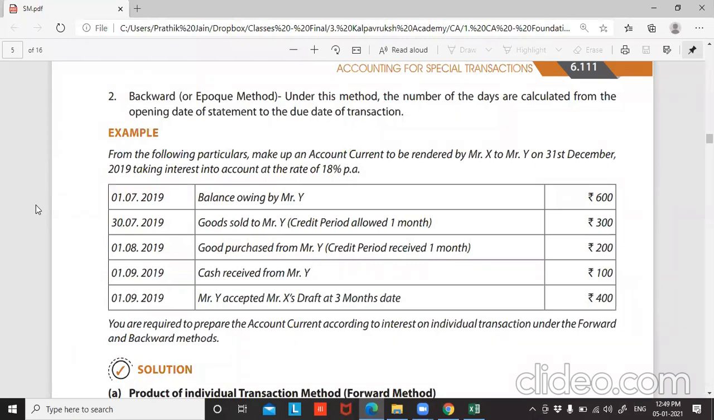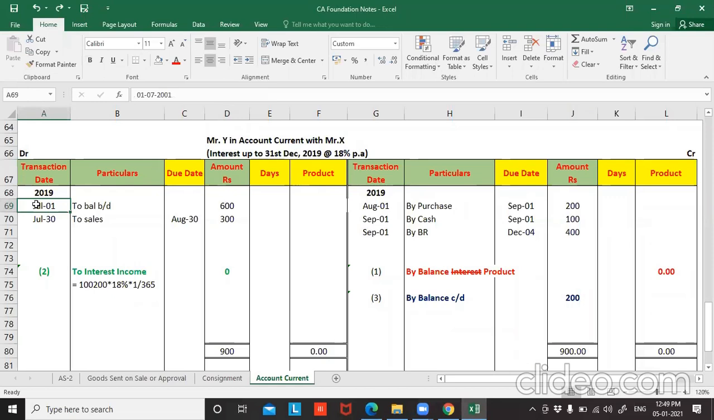So balance owing to Mr. Y is 600. Nothing but on 1st July, it is to balance brought down 600. So can I say transaction date is not given, guys? Due date is the transaction date. Can I say July 1 will be the due date? Please tell me yes or no.